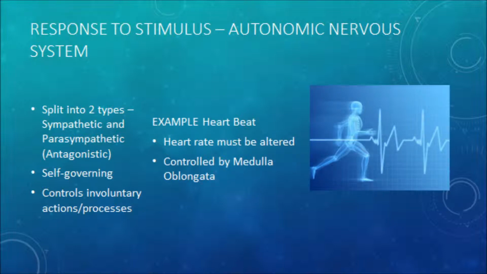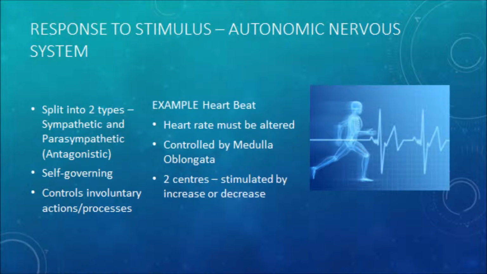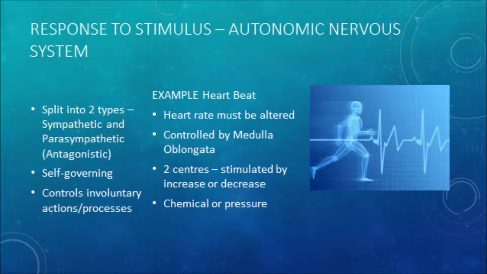It is controlled by a centre in the brain called the medulla oblongata, which has two centres, one sympathetic for speeding up the heart rate and one parasympathetic for slowing heart rate down. These two centres respond to internal stimulus brought to them as impulses via chemical receptors and pressure receptors.